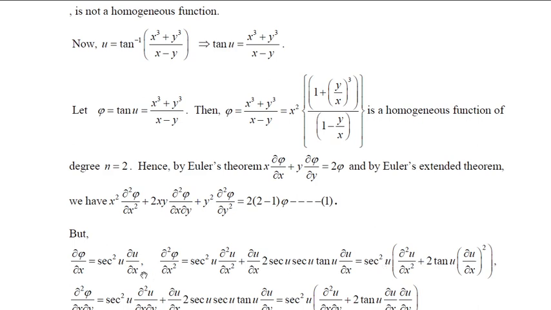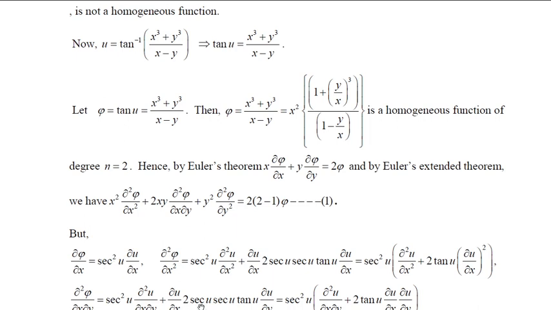Now, remember in Euler's extended theorem, we need ∂²φ/∂x∂y. So again, partially differentiate this with respect to y. So that you will get ∂²φ/∂y∂x, which is the same as ∂x∂y, because your function is homogeneous, is equal to. Now, here when you are partially differentiating with respect to y, you should remember this also contains u. Now apply the product rule. Secant square u into the partial derivative of this with respect to y, that is ∂²u/∂x∂y, plus keep this one as it is.